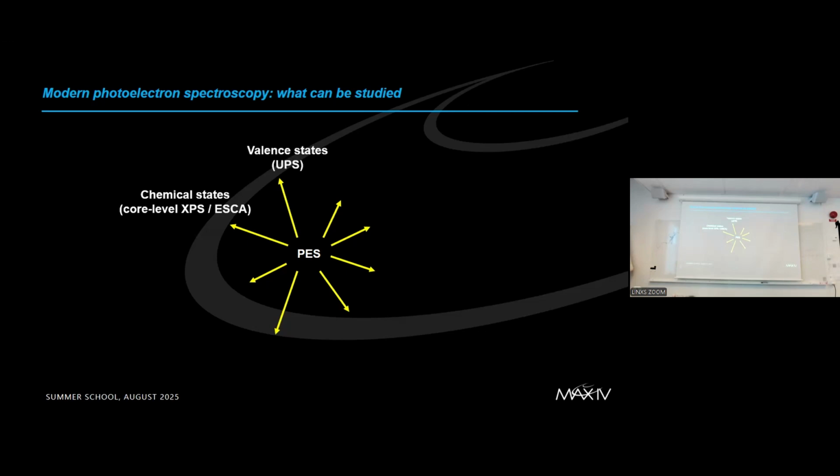Then you can look at the valence states. This is called UPS, ultraviolet photoelectron spectroscopy. Then you can look at the secondary processes. So if you create a core hole, you can study how fast the core hole is decaying, for example, using resonant photoelectron spectroscopy or resonant Auger spectroscopy. Atomic structure: if you have some adsorbates on the surface, by using photoelectron diffraction, you can study how the specific molecules are oriented on your surface.